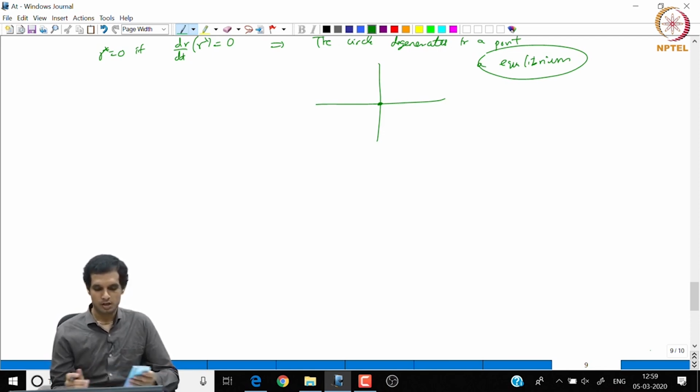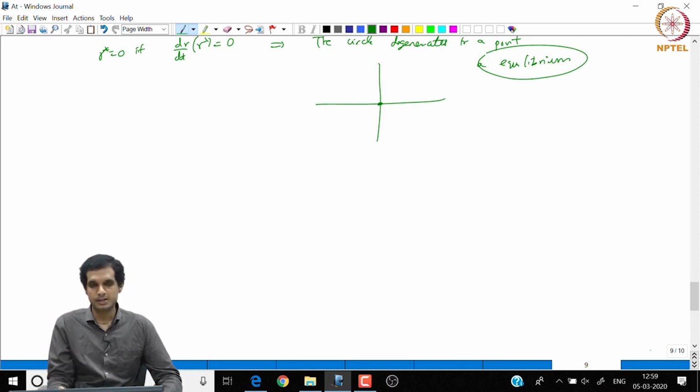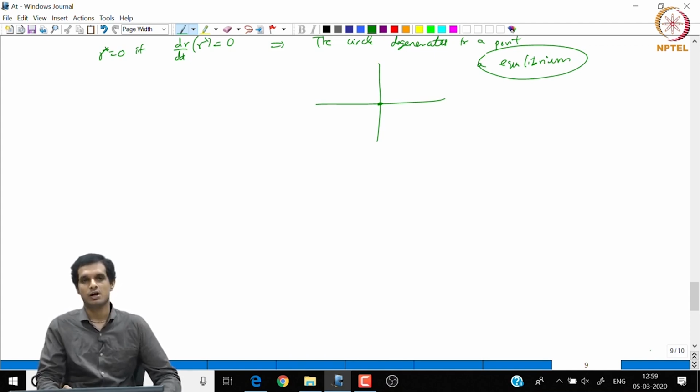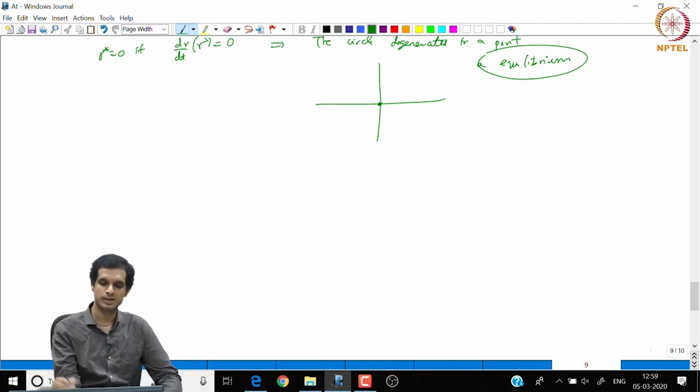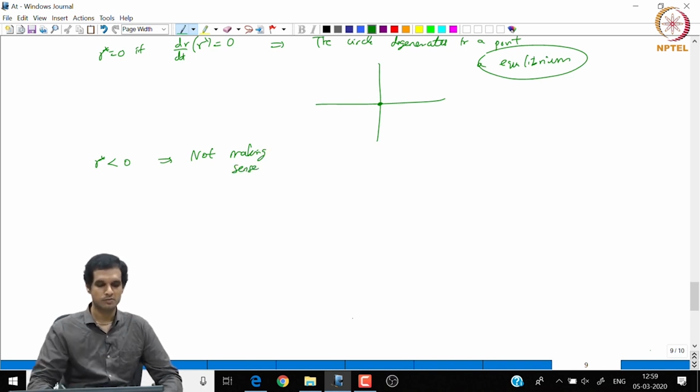So the equilibrium points of the dr/dt dynamics, if they are positive, then they are closed orbits, but if it is 0, then it's an equilibrium point. When r star is negative, it doesn't make sense, they are not acceptable values, because the distance from the origin is always positive. So we have to discard any negative solutions we get for this equation.